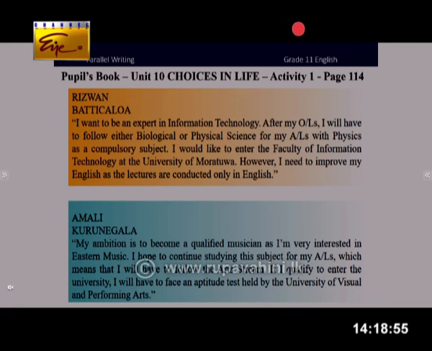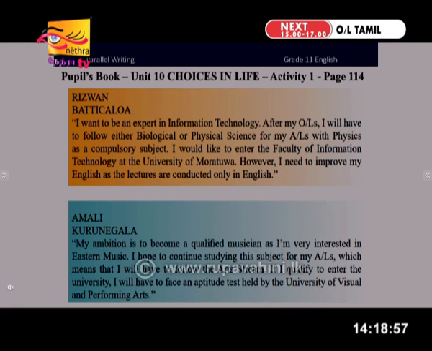Rizwan is from Batticaloa, Amali is from Kurunegala, and both these friends, Rizwan and Amali, are talking about their ambition, what they are interested in. Right, let's read it together.